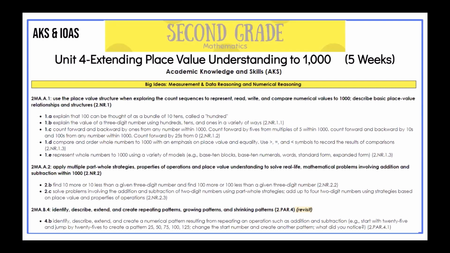This unit has 3 AKS, AKS 1, 2, and 4. Under the AKS, you will find the Indicators of Achievement, or IOAs, that we are teaching at this time. For AKS 1, we will focus on IOAs 1A, 1B, 1D, and 1E. AKS 1C, which is a counting standard, will be clustered with AKS 2 through IOA 2B. AKS 2, IOAs 2B and 2C, AKS 4, IOA 4B.